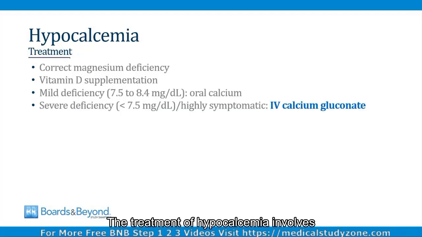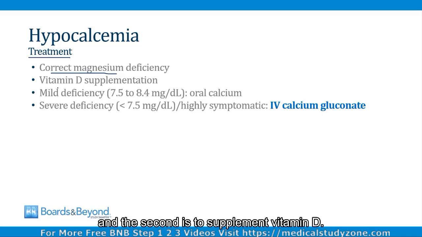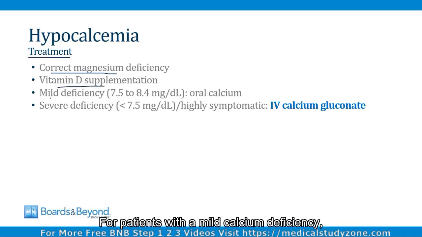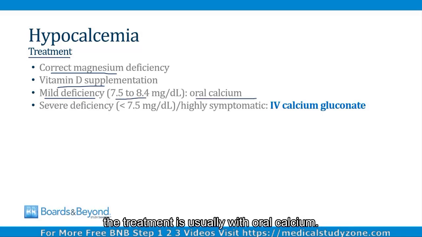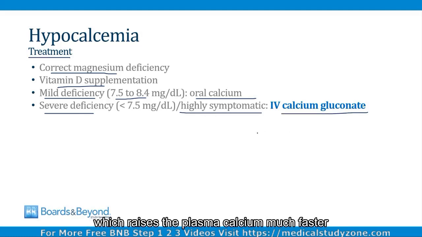The treatment of hypocalcemia involves replenishing the calcium that's missing from the patient's system. But before you do that, you want to never forget to do two other things. First is correct any magnesium deficiency that is present, and the second is to supplement vitamin D. Beyond this, the treatment involves calcium replacement. For patients with a mild calcium deficiency, which most people consider in the range of 7.5 to 8.4, the treatment is usually with oral calcium. For patients with a severe deficiency or patients who have symptoms, the treatment is usually with IV calcium gluconate, which raises the plasma calcium much faster than oral calcium.